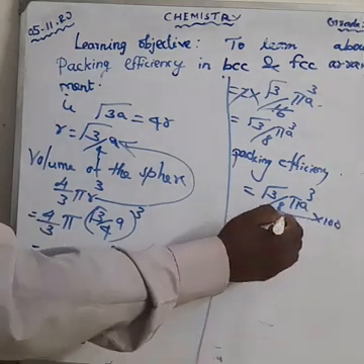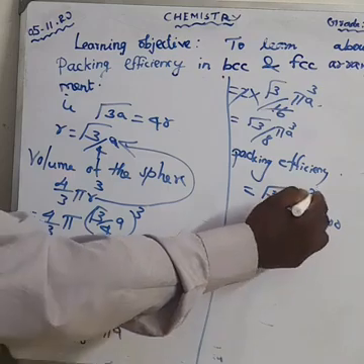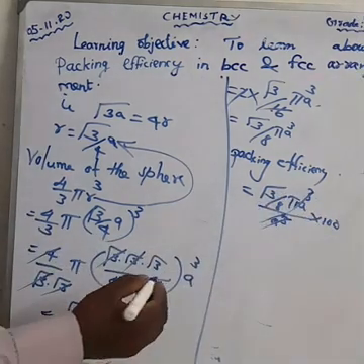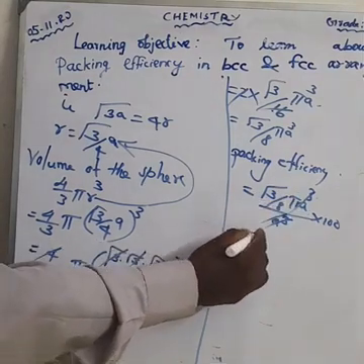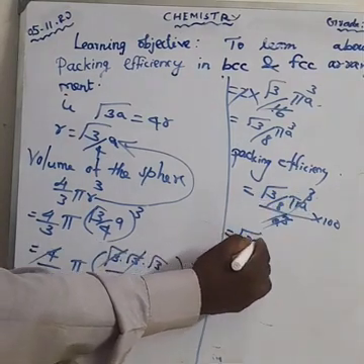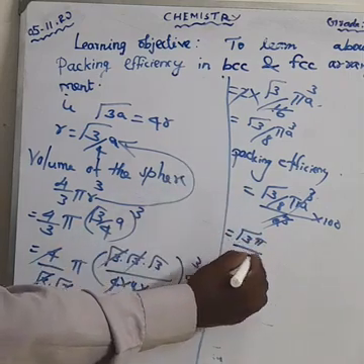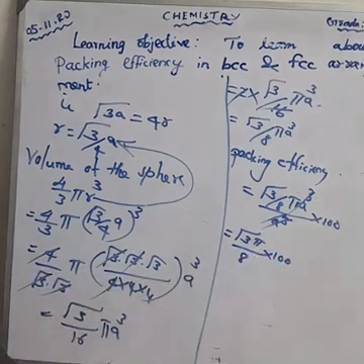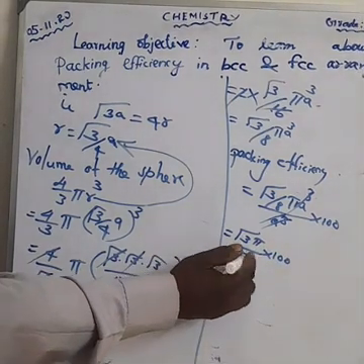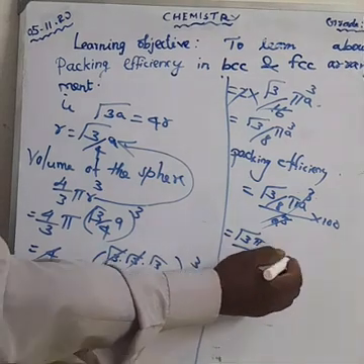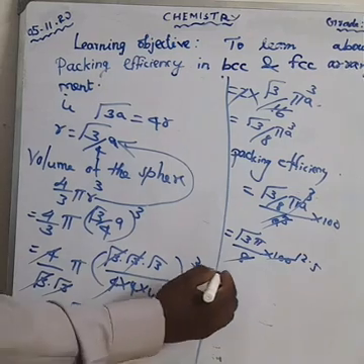So we can cancel, A cube can be cancelled. So what are the values we get? Is equal to root 3 pi divided by 8 into 100. Okay, when we are multiplying, by dividing this one, we get 12.5, am I right? 12.5. So what's the answer?